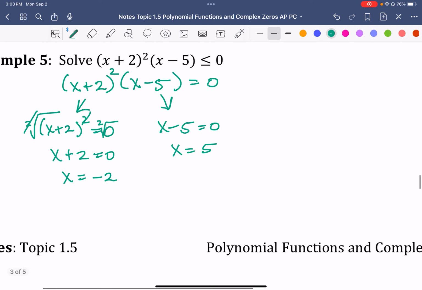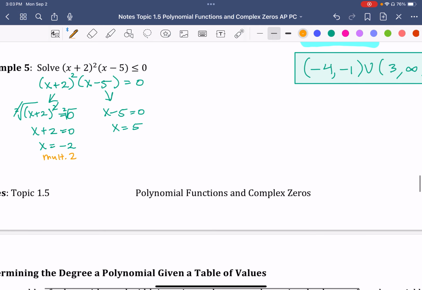Okay, now if you're still stuck on the other part that this is multiplicity of 2, yes it is, but remember you are not going to write that 0 2 different times. You're only going to write it one time on your number line. So now we're going to create my number line. On the left I have negative infinity, and on the right I have positive infinity. From smallest to biggest, my zeros are negative 2 and positive 5.